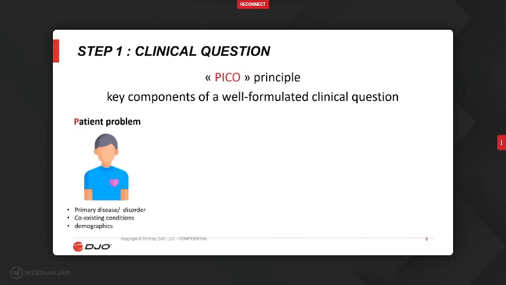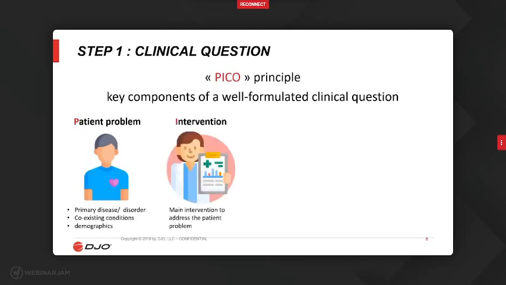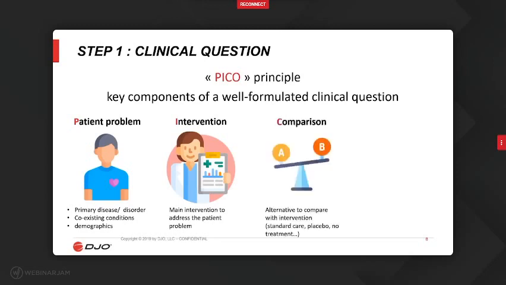So first of all, the patient problem or patient profile. This includes, of course, the primary disease and other relevant characteristics such as coexisting conditions, demographics like age, gender, family history, lifestyle, dietary or exercise habits. Then the intervention. Which main intervention are you considering for the patient? Is it prescribing a drug, performing surgery, the use of an electrophysical agent?